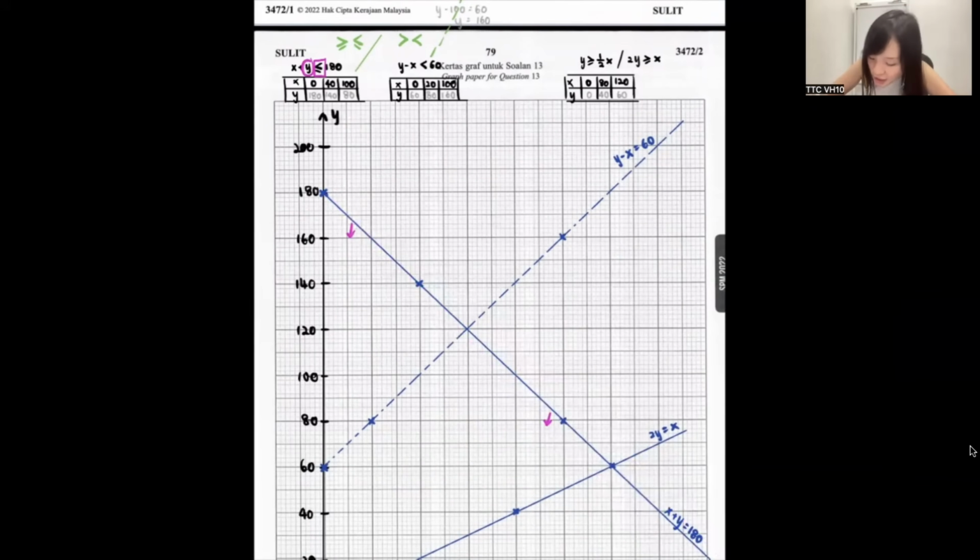Okay, continue next. This one is a positive y. Good. This y is what? Smaller. So this one is this line, correct? Smaller, that means downwards. It is an arrow, no need to draw one. It's just me as a teacher, I draw for you. I'm scared you guys don't know, okay?